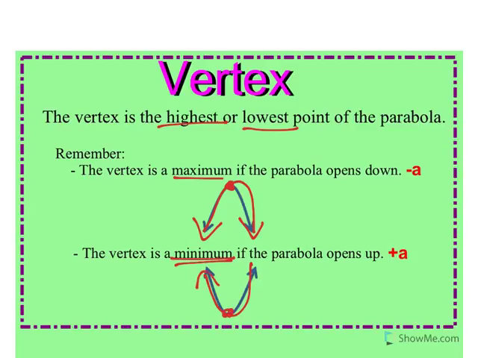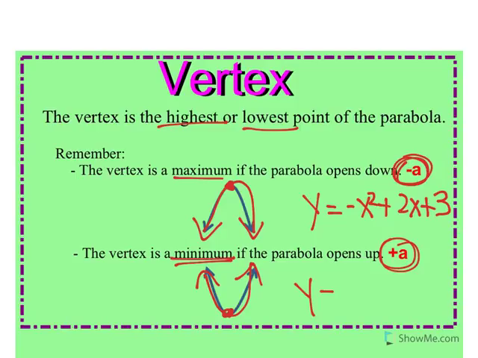And just a quick review from our last section, when the parabola opens down, it is a sad parabola. That means the coefficient on the a value is a negative number. For example, we might have y equals negative x squared plus 2x plus 3. That one would open down. A positive a would look something like y equals x squared plus 2x plus 3, where the a, the 1, is positive.